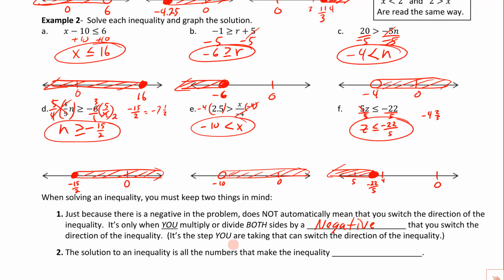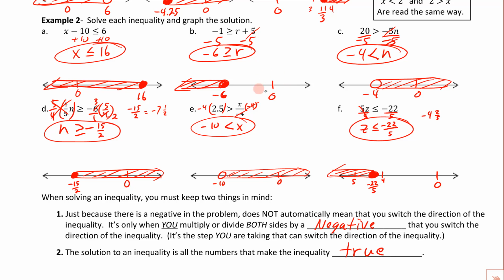Again, it's the steps that you are taking that can switch the direction of the inequality, not what was already there in the problem. And then the other thing I want you to keep in mind is the solution to an inequality is all the numbers that make the inequality true. So what that means is we could pick any of the ones that are shaded, included the 16 or anything less than that, plug it into the inequality, and it will make it true.